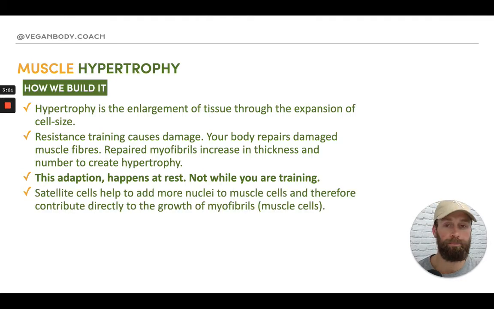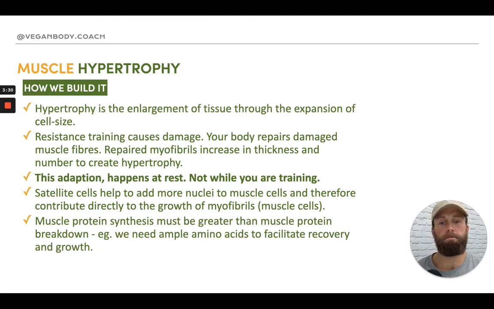Satellite cells help to add more nuclei to muscle cells and therefore contribute directly to the growth of myofibrils. And muscle protein synthesis must be greater than muscle protein breakdown. Basically, we need more amino acids to facilitate recovery and growth. And so that comes down to ensuring that we have enough protein. Amino acids, the building blocks of proteins, and we need to make sure that we have ample amino acids coming in to ensure that muscle protein synthesis is higher than muscle protein breakdown when we're actually using amino acids for energy, and we actually want to be using them for growth, right? So ensuring that we have enough protein coming in basically is the takeaway there.